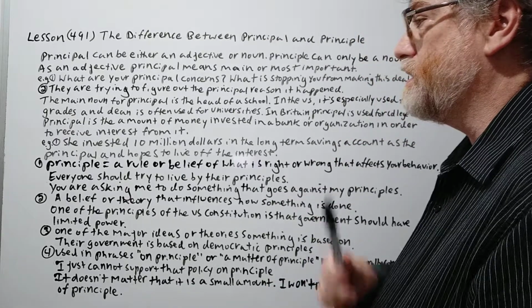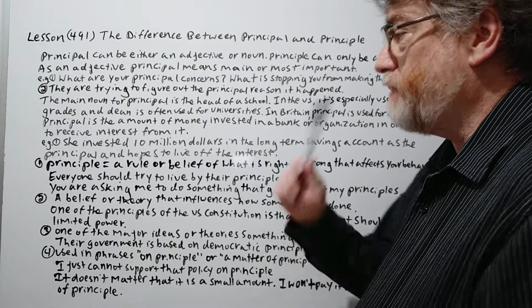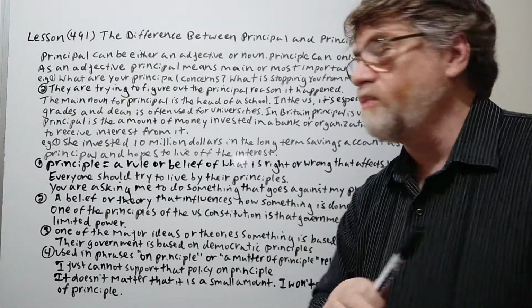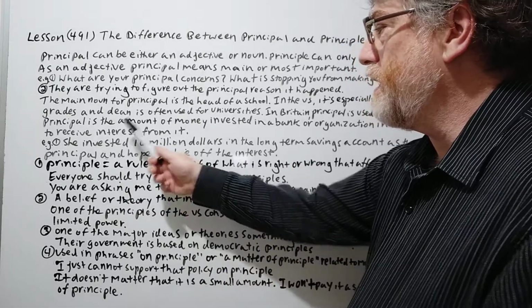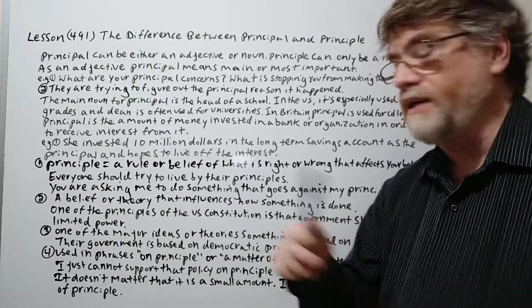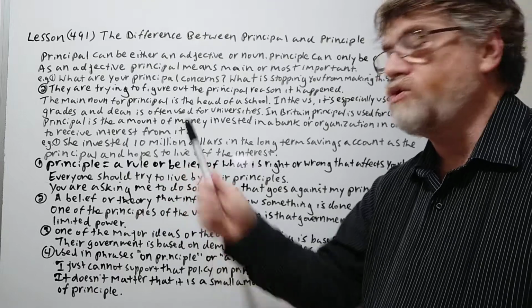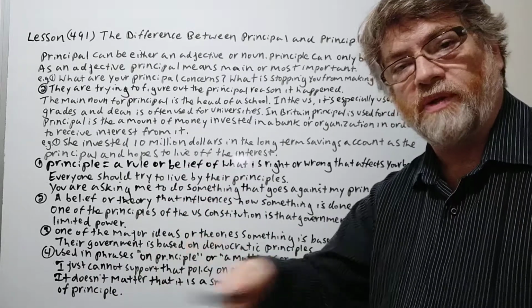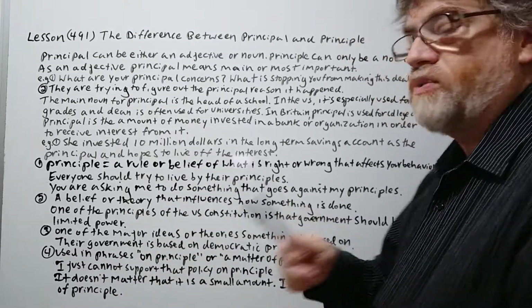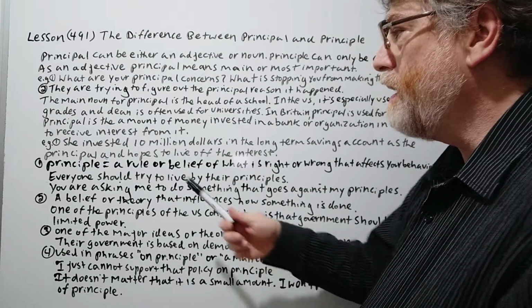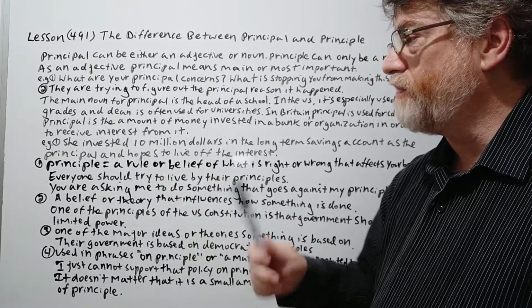All right, let's continue. Here's a second meaning of principal with the AL. Principal is the amount of money invested in a bank or organization in order to receive interest from it. So that's the principal that you originally put in. So that's with AL. And we have one example for this one here.